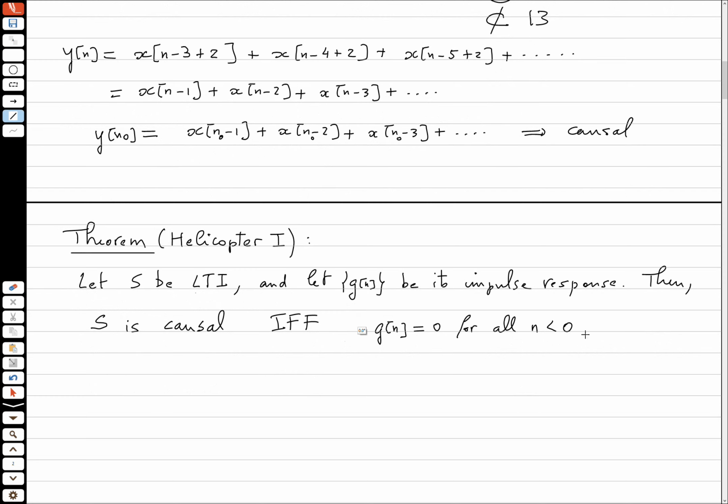Does it remind you of something? It reminds you of the job interview of last time. Remember what happened? As soon as you put something non-zero for negative n, we could not implement the system as soon as there was an impulse on the negative side. So this theorem actually tells you that this is really a necessary and sufficient condition for the system to be causal when S is LTI.